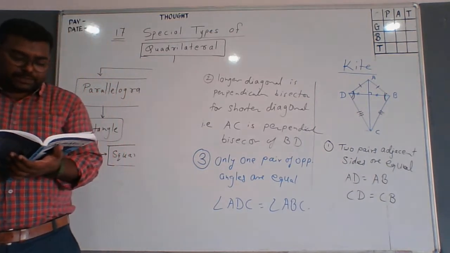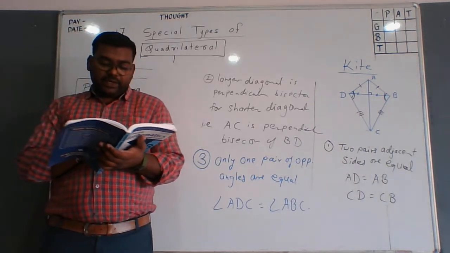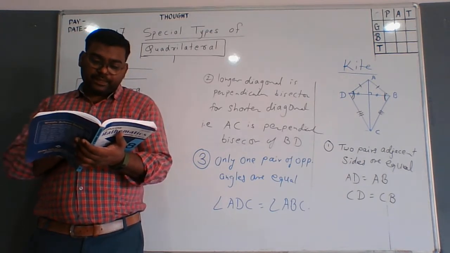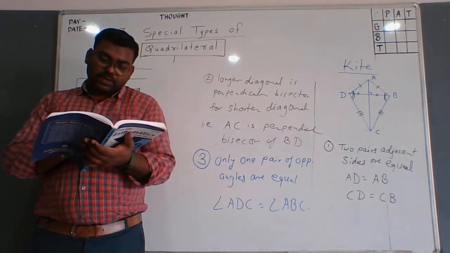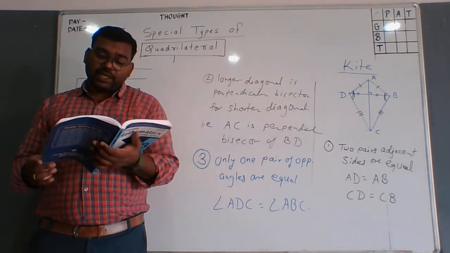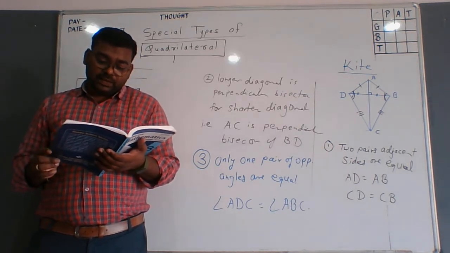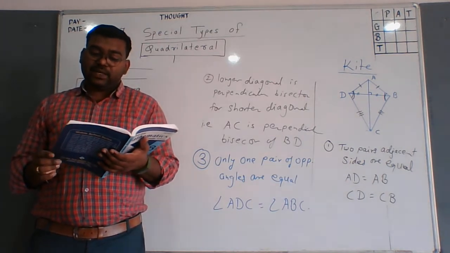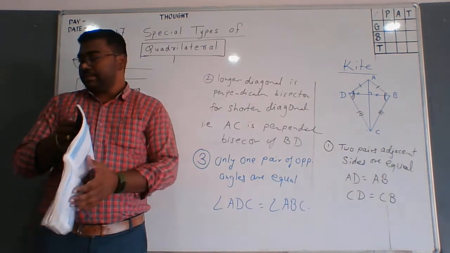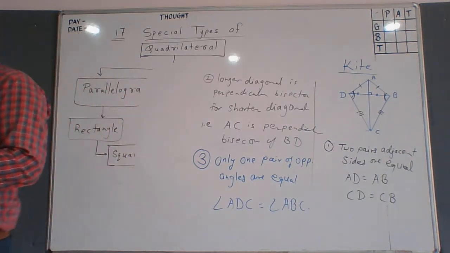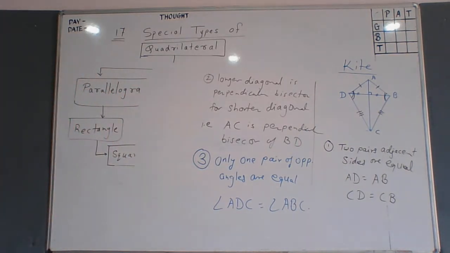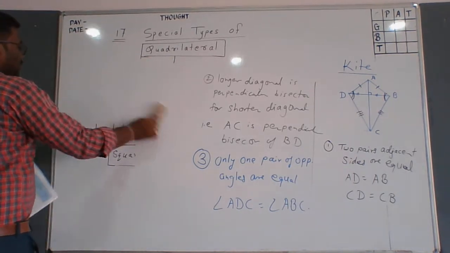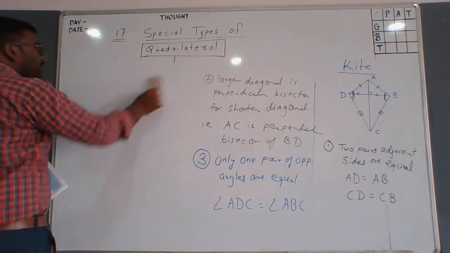So students, let us begin with the exercise 17. Before directly going to the exercise 17, we are going to prove the consecutive angles of a parallelogram are supplementary. This is one of the properties that was not taken in the properties. So let us learn one question related to the same.